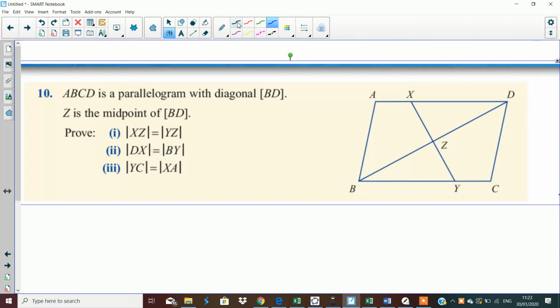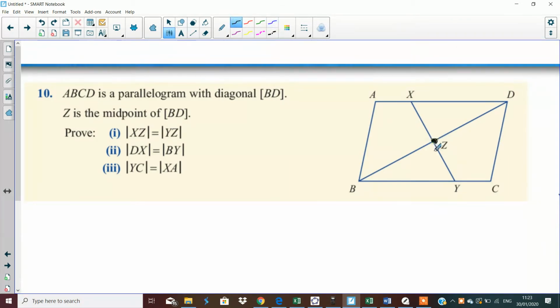Now, the first thing it's going to say is that this is a parallelogram. So I'd say angle 1 will equal angle 2. All right, you guys? Angle 3 will equal, sorry, I'll just do 3 and 4 here. I know it's a bit random. Angle 4 will equal angle 5.